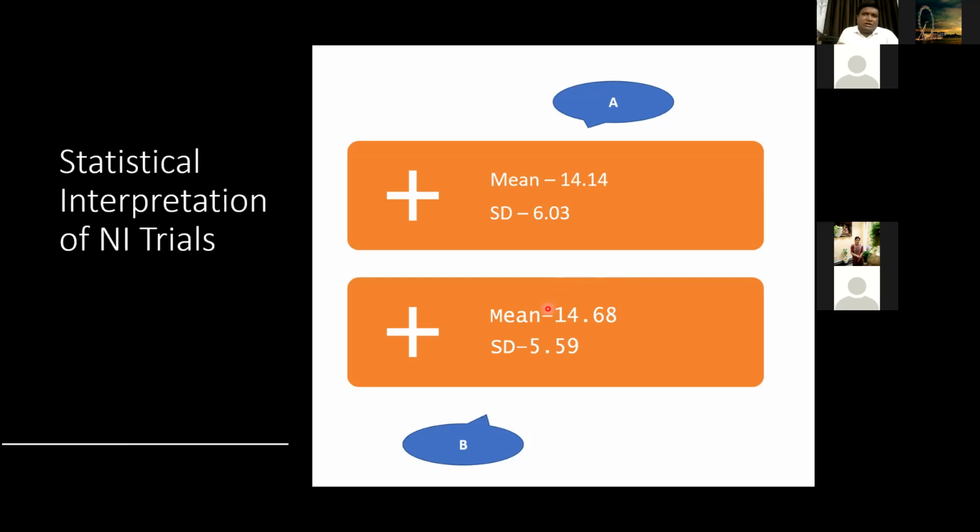Just by observing superficially, we can conclude that there was no difference between the two groups. Let's say now we will consider two scenarios. One is the superiority scenario and another is the non-inferiority scenario. Let's consider first the superiority scenario. Let's say that these results were the product of a superiority study.